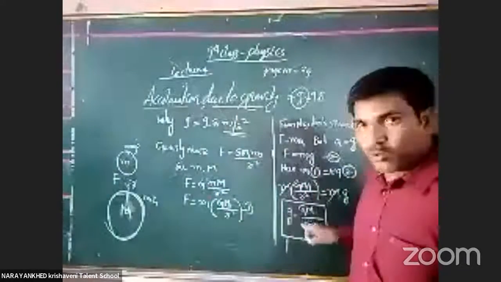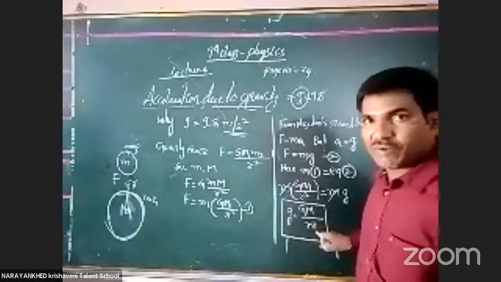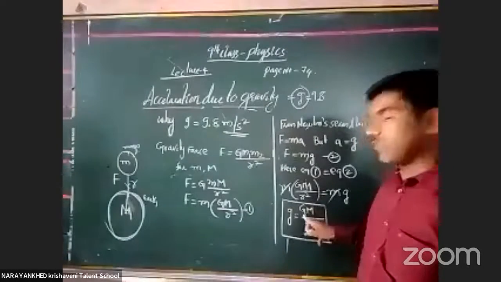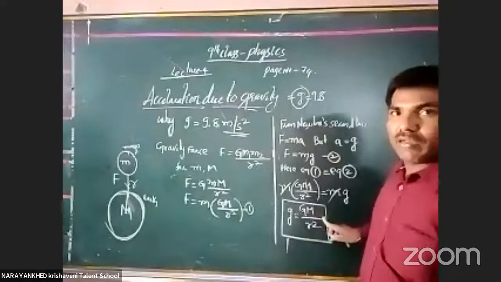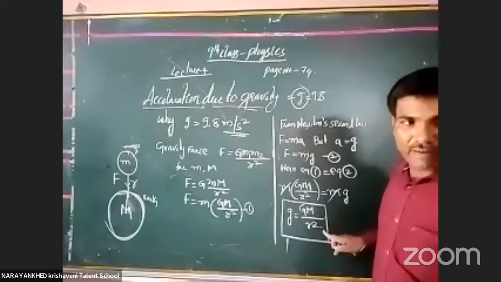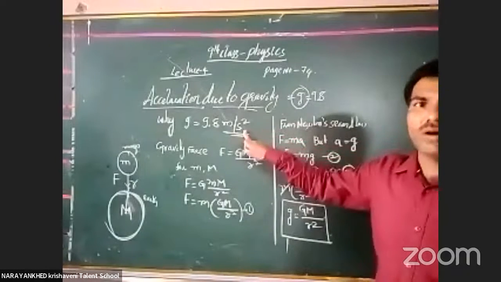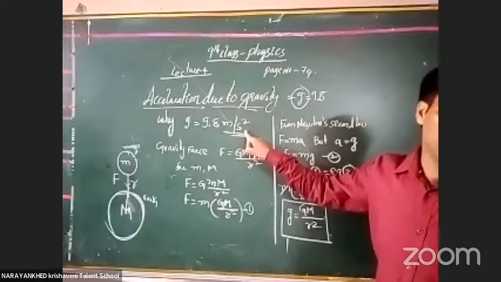Yes, for you, note down up to here. This is the formula for the acceleration due to gravity. When you substitute the G value, M value and R value, you get the value g equal to 9.8 meter per second square.